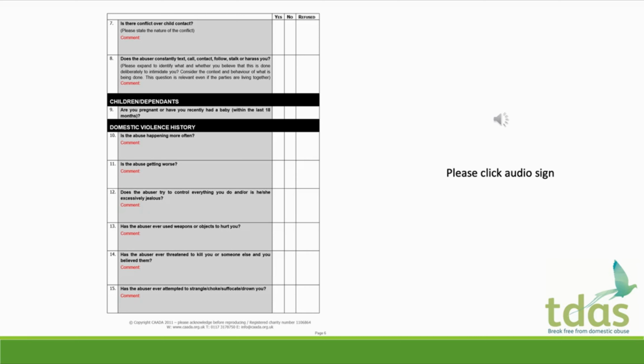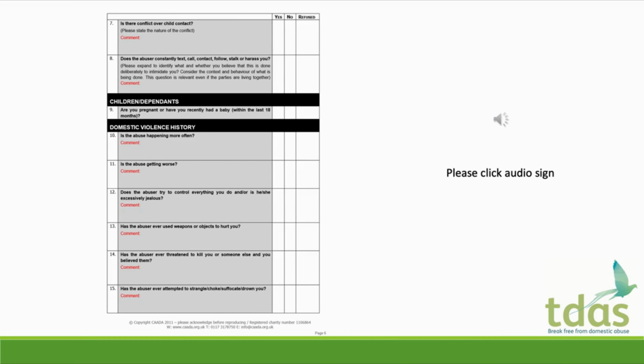Question 10 asks, is the abuse happening more often? Consider if the frequency of the abusive incidents is greater than previously. Remember, this question relates to all forms of abuse and not just physical abuse. When was the last incident? How many incidents have there been in the last 12 months? This will give you an indication of how frequently the abuse is happening.